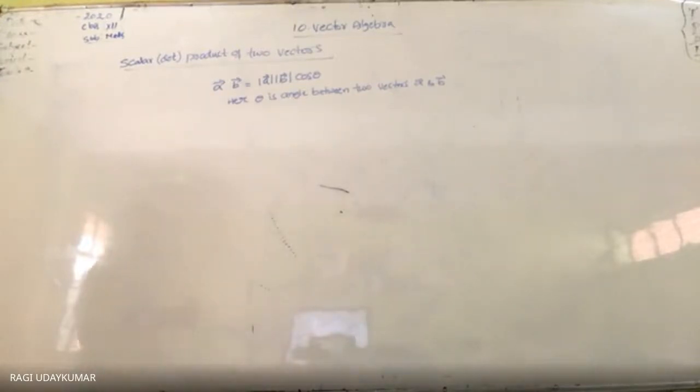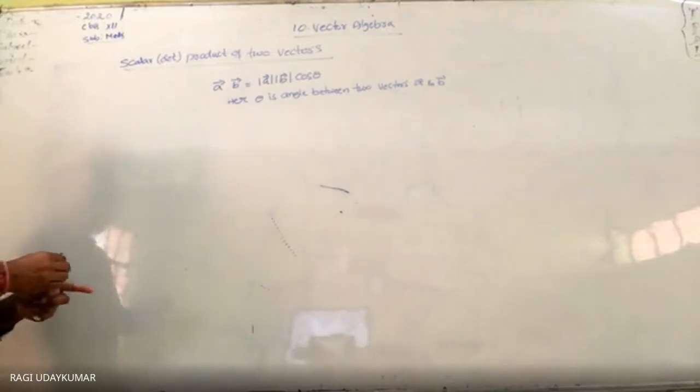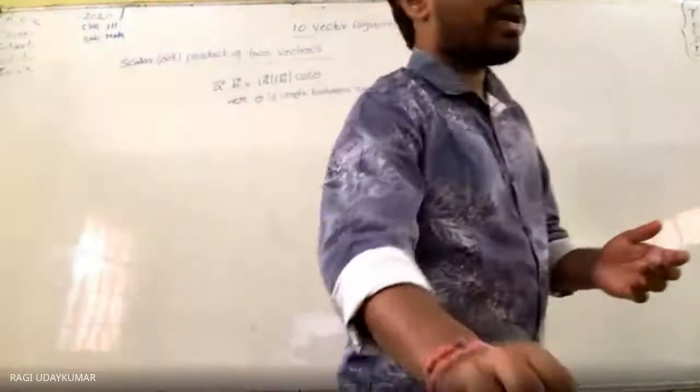So the dot product of the two vectors is denoted by A bar dot B bar, and it is defined as magnitude of A bar into magnitude of B bar into cos theta. So this is the definition of the dot product of the two vectors.